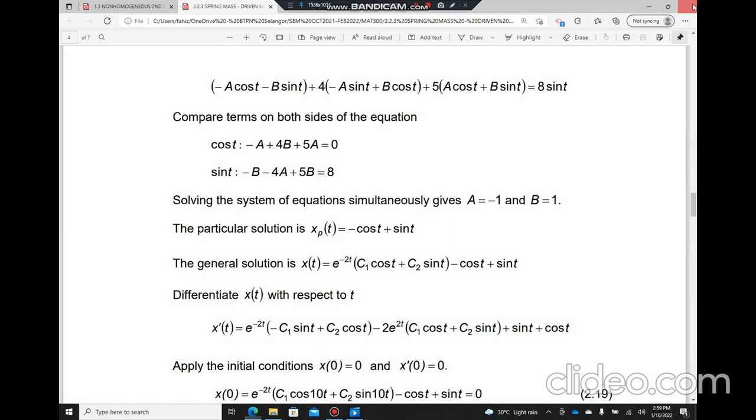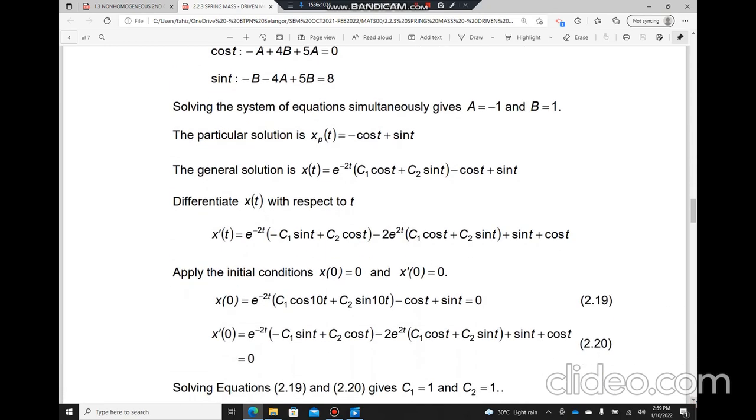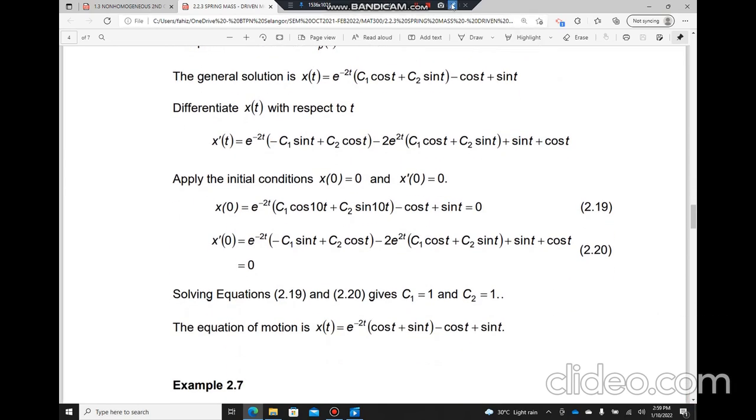Okay, next, solving the system of equation. So we get A equals to -1 and B equals to 1. So the particular solution is XP equals to negative cos t plus sin t. So dari mana dapat yang ni? Gantilah tadi yang kita dah buat A cos t plus B sin t. So the general solution is XC plus XP. So this is your general solution. Okay, this one general solution. So kita ambil balik yang atas tu XC and then this one XP.